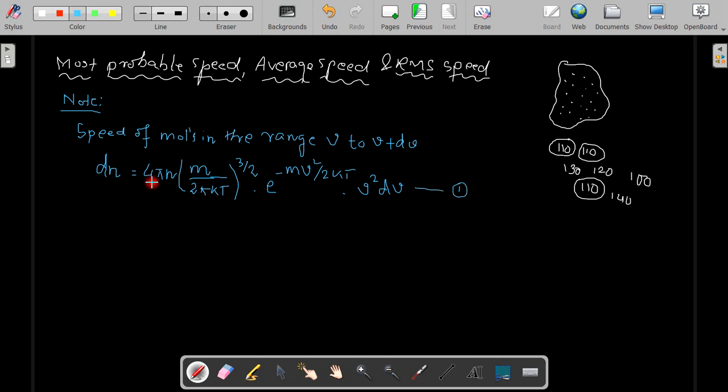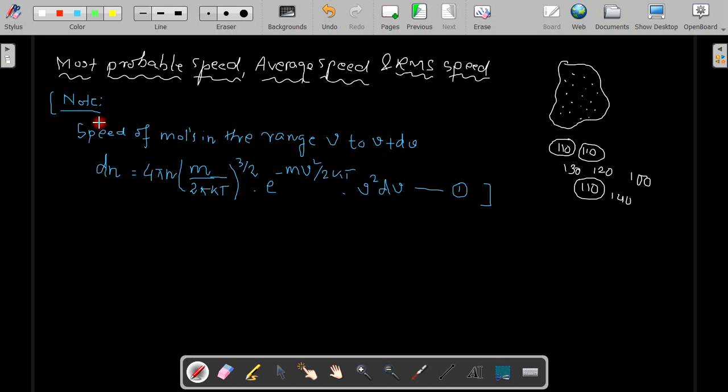I hope you get the terms here. It's all simple. We have got n, which is the total number of molecules. dn is the small number of molecules having a speed in the range v to v plus dv. m is the mass of each of these molecules, k is the Boltzmann constant, T is the temperature, and v is obviously the velocity. So this is the Maxwell-Boltzmann distribution law, and we are going to use this to derive the three velocities that we are going to talk about.